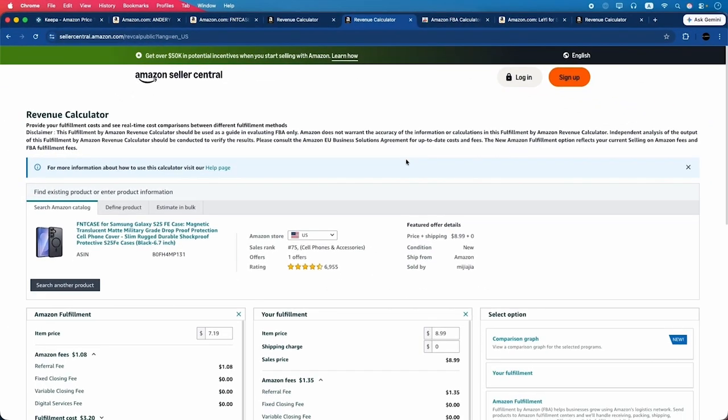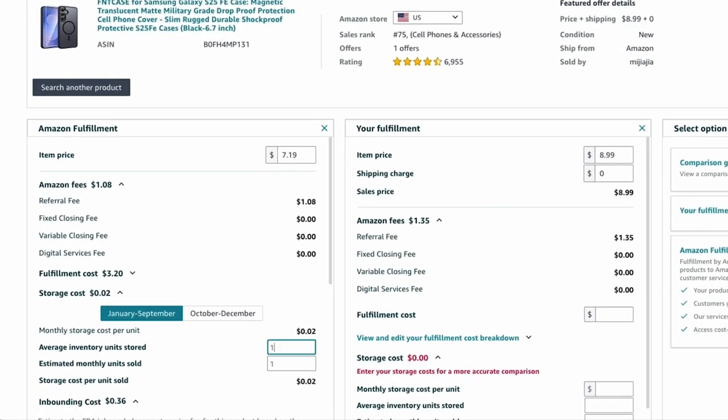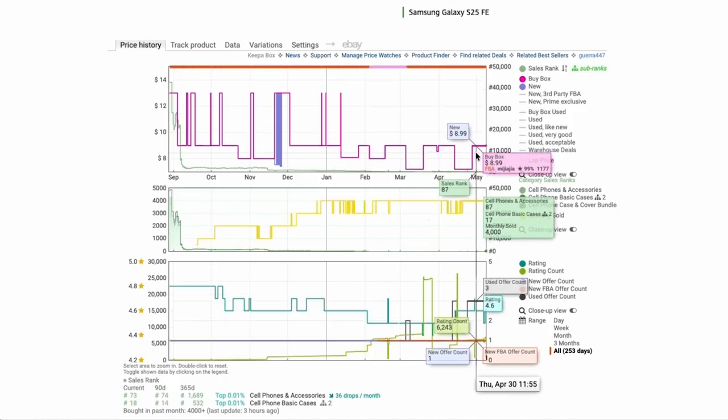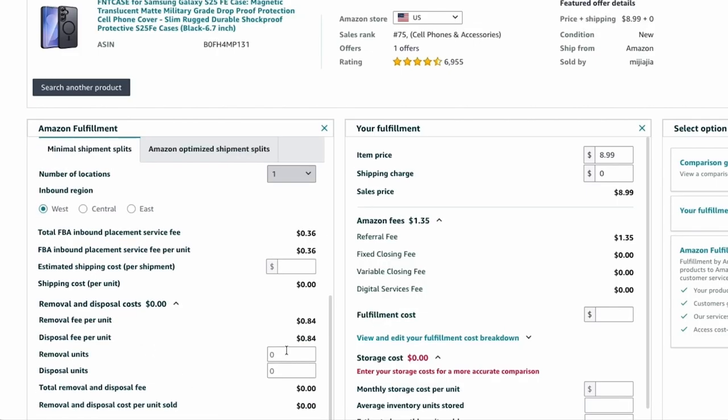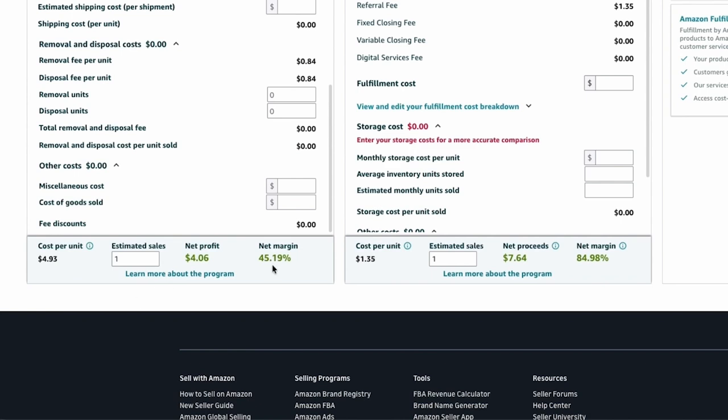And I already tested this product as well. So now we need to add the item price, meaning the buy box price on Amazon. So let's enter $8.99. And now let's see the results. So we have a net margin of around 45%, right? And our net profit is about $4.